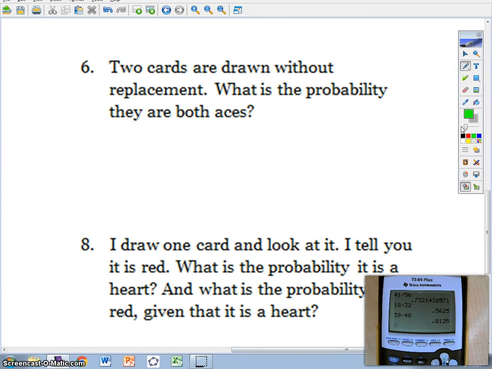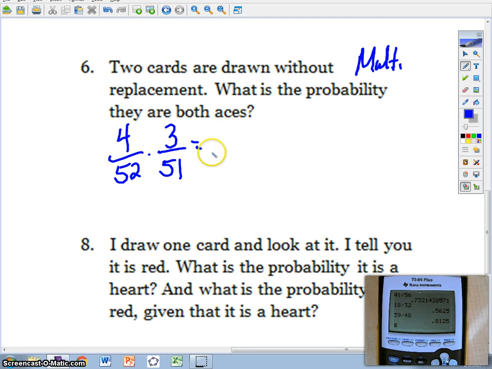Next one. 2 cards are drawn without replacement. So that means we are going to have 1 card and then another card, which means hopefully in your head you're thinking, all right, multiplication rule. So again, 4 out of 52, that's the first ace. And since you are holding an ace, that means 3 aces are remaining from the 51 cards. And now if you actually do it out, you get 1 over 221.